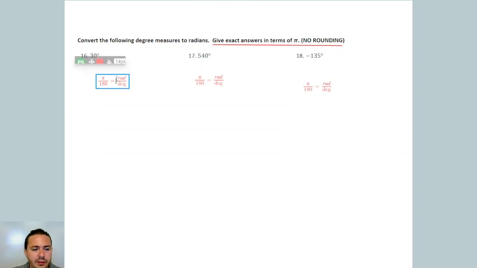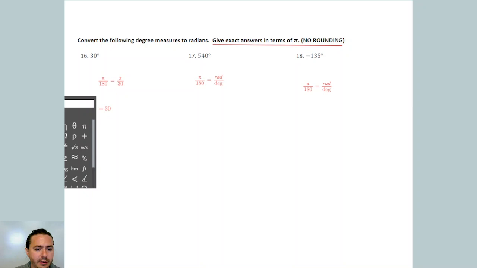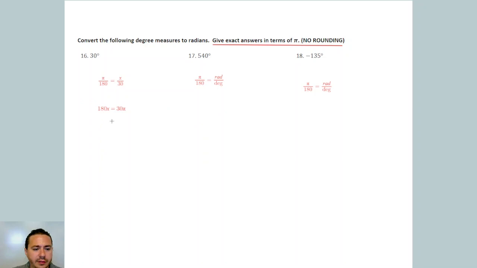Okay, so here I know the degrees and I'm trying to find the radians. So my x is going to be up here, and then my degree is 30 degrees. So I'm going to use the cross products property, and so that will equal 30 times pi. Let's get that pi back in there. Oh, what happened to the pi? Weird. Okay, so 30 times pi equals 180 times x. And then we're going to divide both sides by 180.